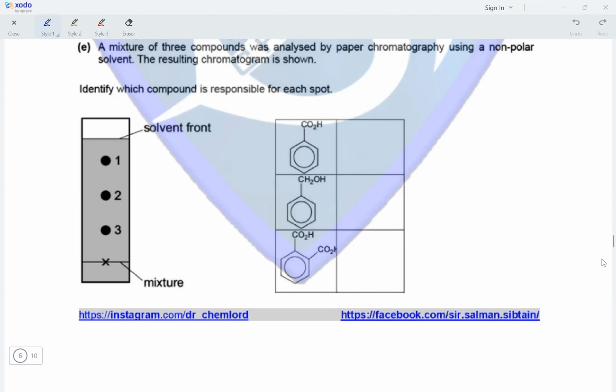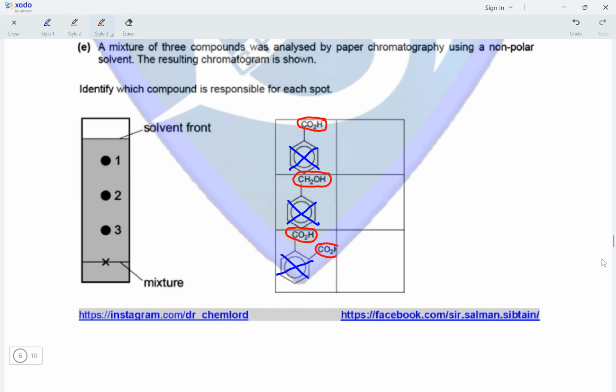A mixture of three compounds was analyzed by paper chromatography using a non-polar solvent. The resulting chromatogram is shown. Identify which compound is responsible for each spot. So we've got three compounds in which we've got one or two substituent groups attached and a benzene ring in all of them. So the benzene ring being common can be eliminated because it is the same thing in all three compounds. So what we are left with are the COOH group in the first compound, the CH2OH group in the second compound, and two COOH groups in the third compound.